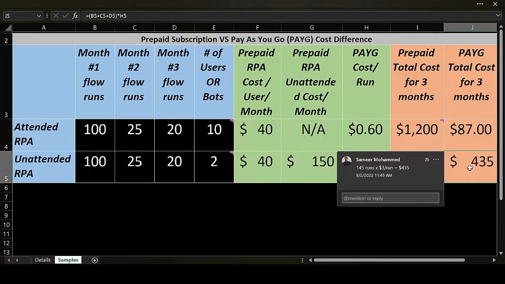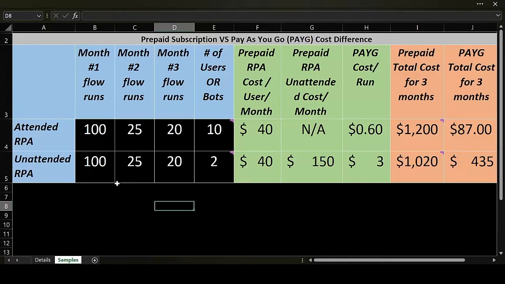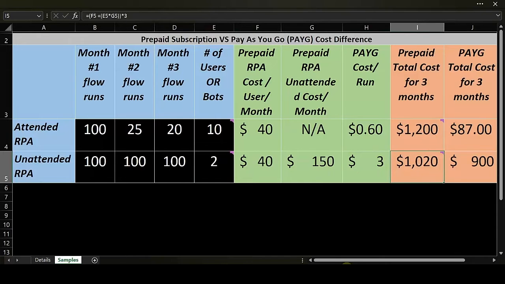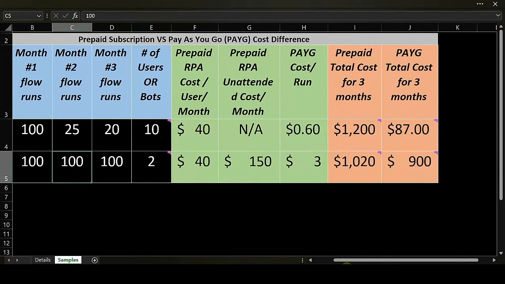So if you take a look at it, then I think that there's some money to be saved in pay-as-you-go. You will have to just sit down and run some numbers. Now if I go ahead and change some numbers over here, so on unattended RPA, instead of 100, 25, and 20, I'm going to bump this up to 100 and then 100 over here as well. So there are 100 runs in every single month, so there's 300 runs altogether. Even for that, I'm saving some money on a 3-month run.